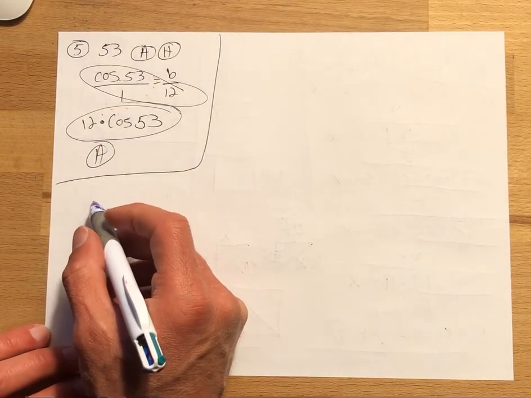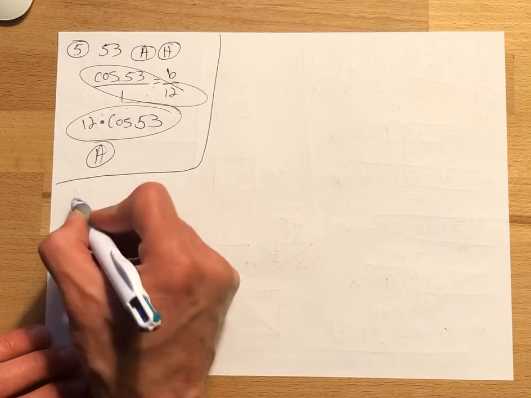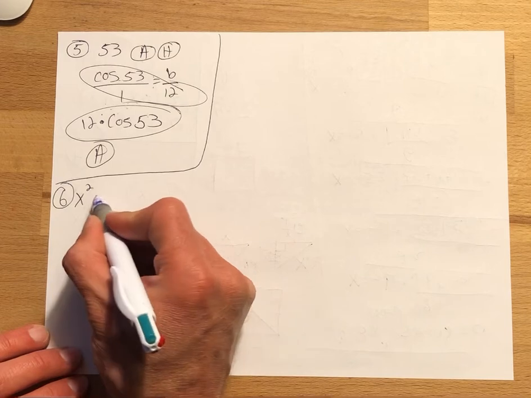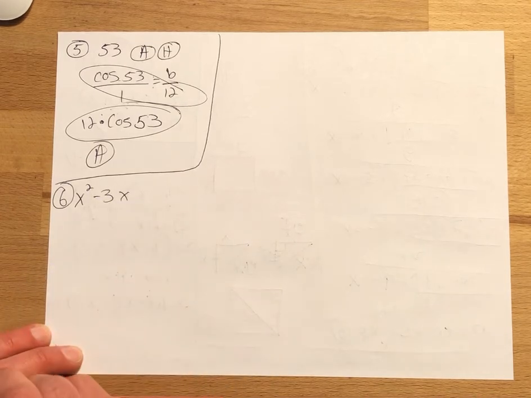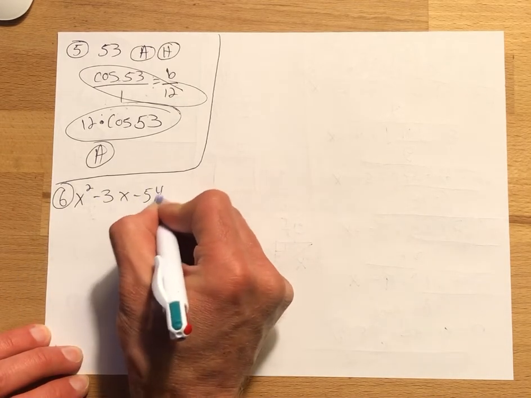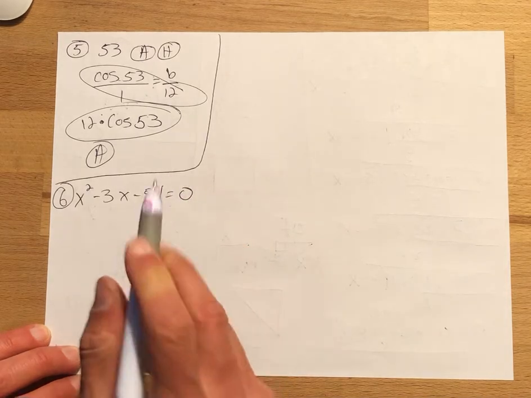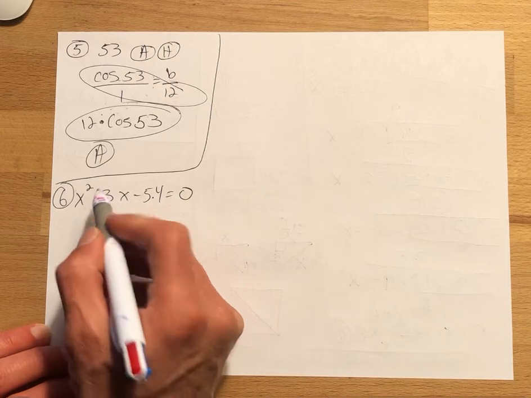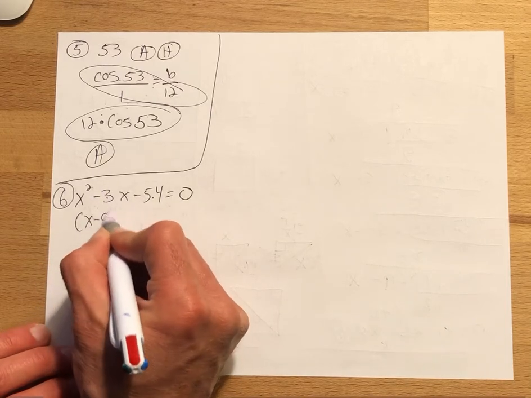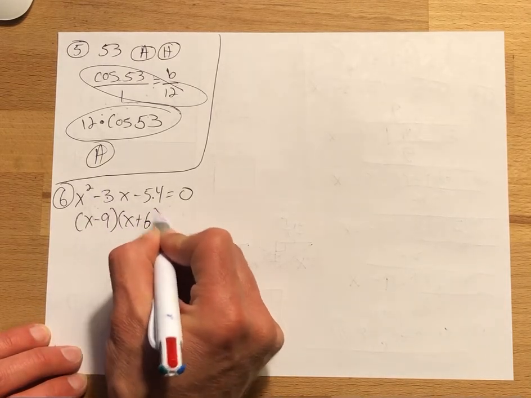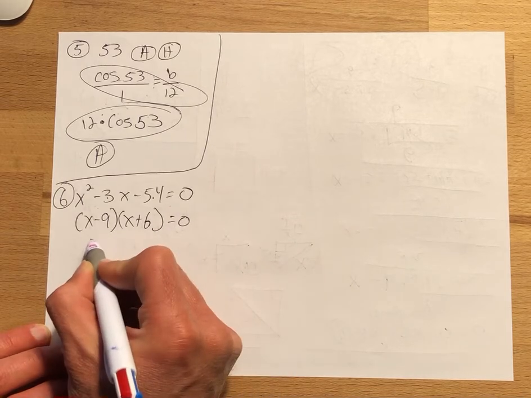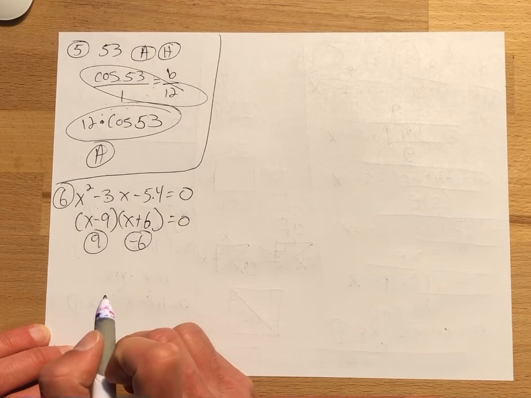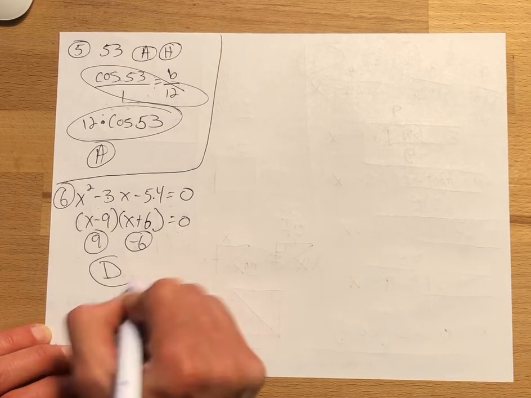Number 6. First off, for number 6, you have to move everything to one side of the equal sign. So I'm going to have x squared. I'm going to move that 3x over, and I'm going to move that 54 over. Now, two numbers that multiply together to get negative 54 and add together to get negative 3 give me x minus 9 and x plus 6. Zero product property is going to give me a positive 9 and a negative 6, which is letter choice D.